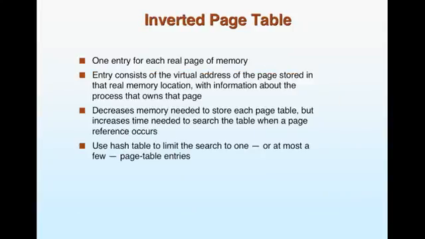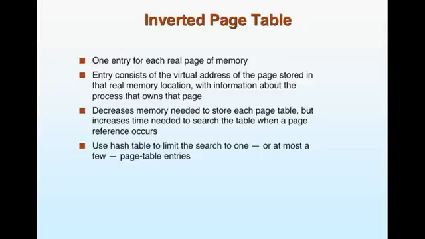Inverted page tables are another form. One entry for each real page of memory is used. The entry consists of the virtual address of the page stored in that real memory location, with information about the process that owns that particular page. It decreases the memory needed to store the page table because you're only storing one entry for each one of the real pages of memory.